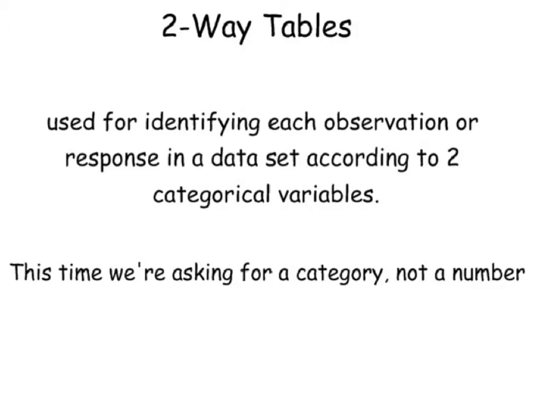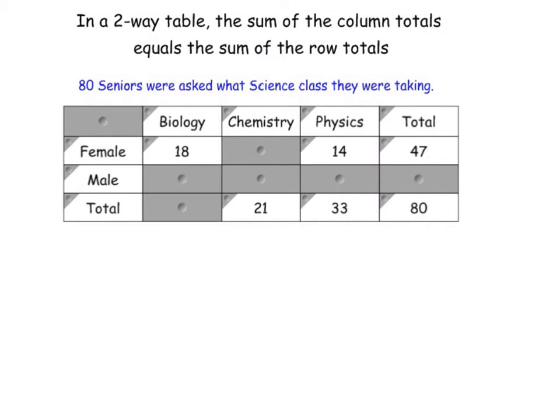So let's take a look at an example of a two-way table. This slide tells you that it is an example of a two-way table that asks 80 seniors what kind of science class they are taking. The biggest thing to look at here is that you have two different variables. You have the gender on the left-hand side, whether they're male or female, and then across the top you have the science class that they say they're taking. Another key feature of the two-way table is the last row and the last column both say total.